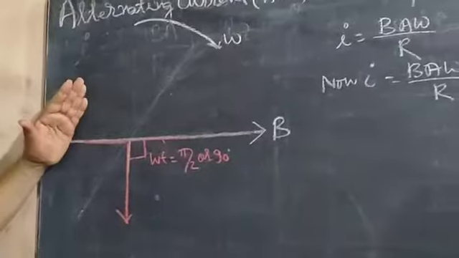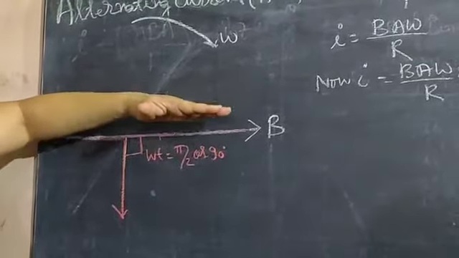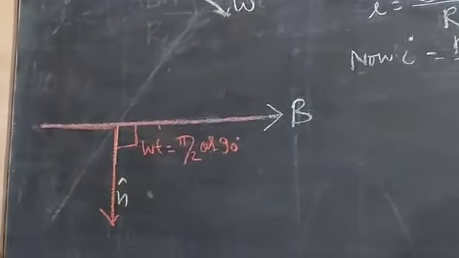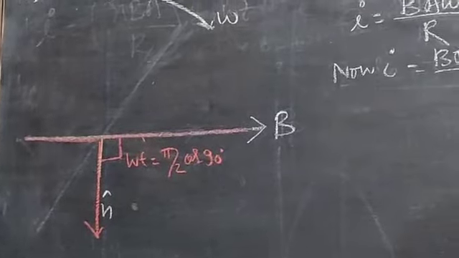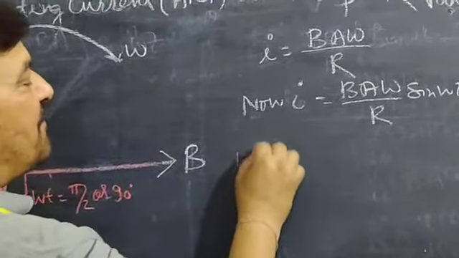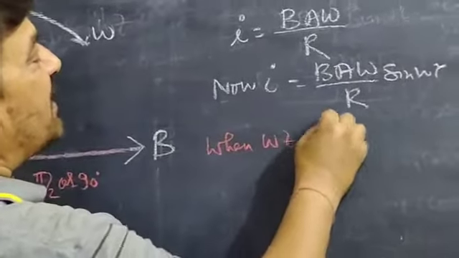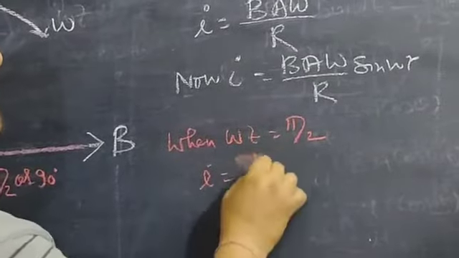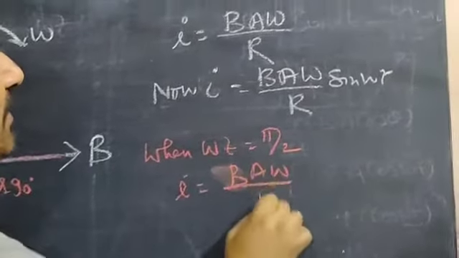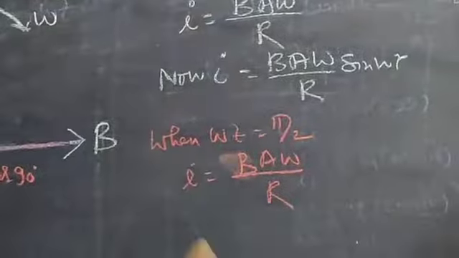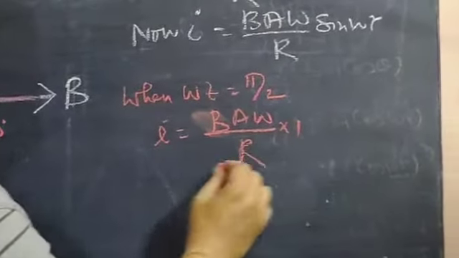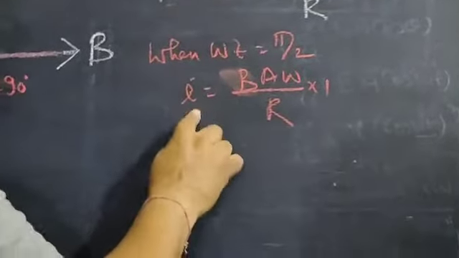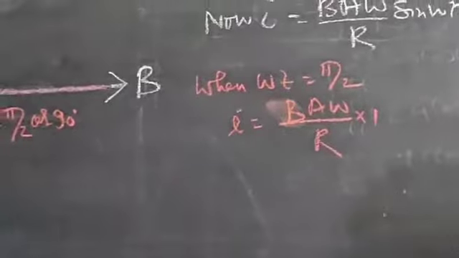Let us see. When the plane of the coil rotates by 90 degree, the area vector makes an angle of 90 degree with the direction of the magnetic field. So when omega t equals pi by 2, I will be B A omega upon R into sine omega t, which is 1. So at this time current will be at its maximum value. This value of current is called its peak value.